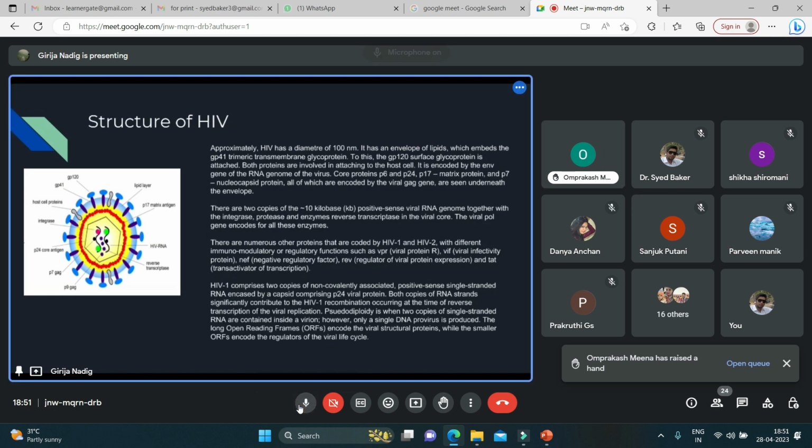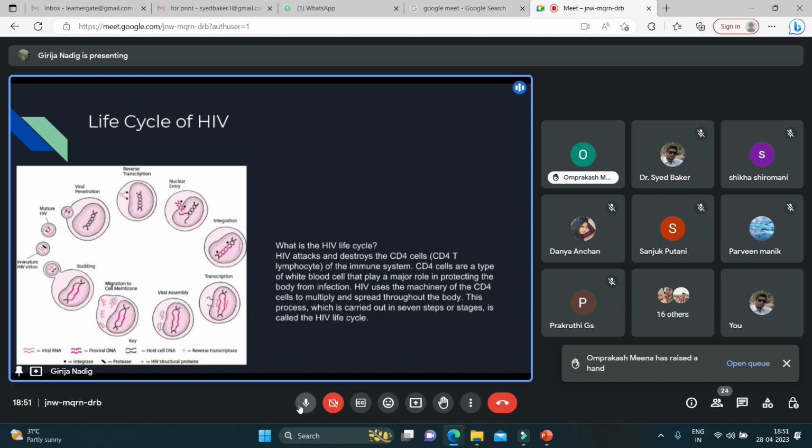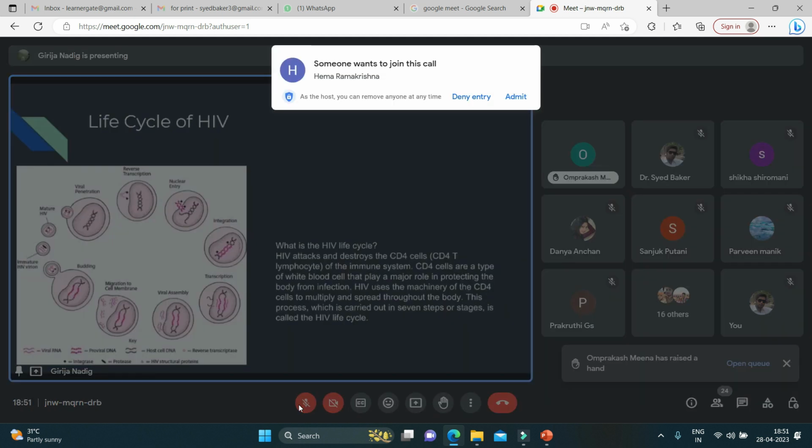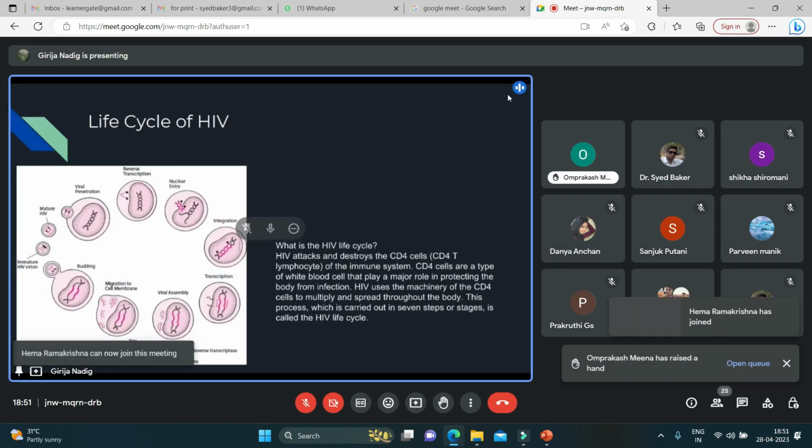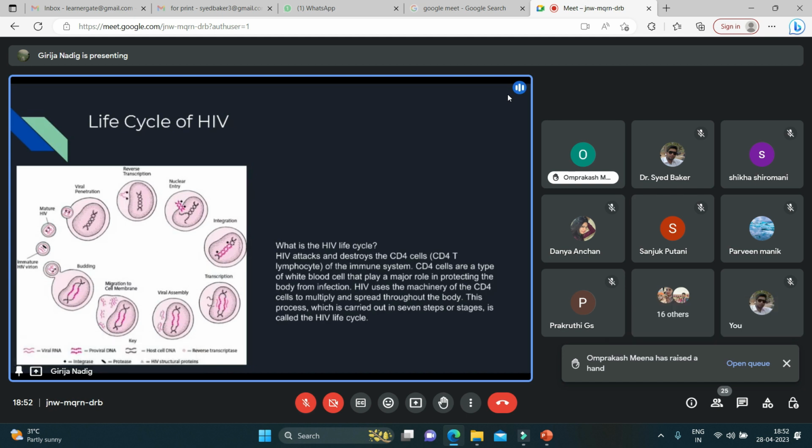Next is life cycle of HIV. Once HIV binds to a host cell, the viral envelope fuses with the cell membrane and the virus's RNA and enzymes enter the cytoplasm. HIV, like other retroviruses, contains an enzyme called reverse transcriptase. This allows the single-stranded RNA of the virus to be copied and double-stranded DNA to be generated. The enzyme integrase then facilitates the integration of this viral DNA into the cellular chromosome.